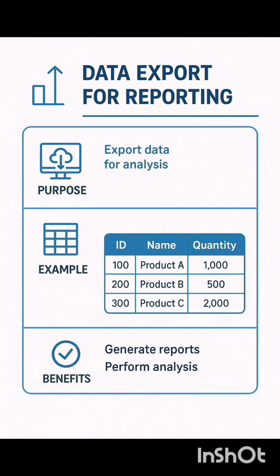So to summarize, historical stock tracking helps you review how the stock changes over time. Data export for reporting allows you to use that data for analysis and decision making. Together, these features make MB5B an essential transaction for anyone involved in materials management or inventory control. So that's it about the two major uses of the MB5B transaction.